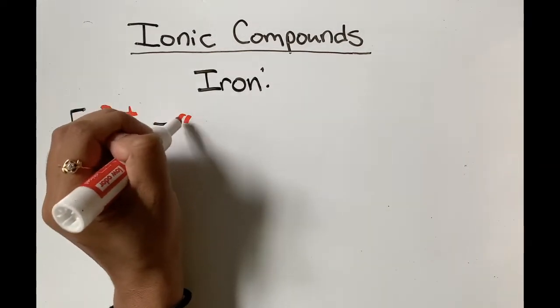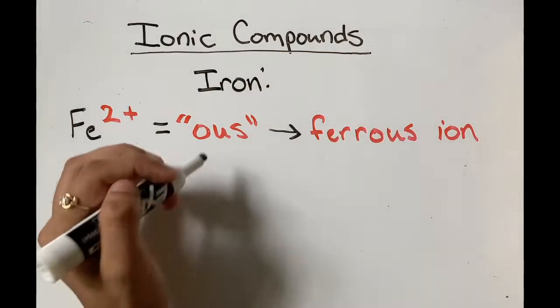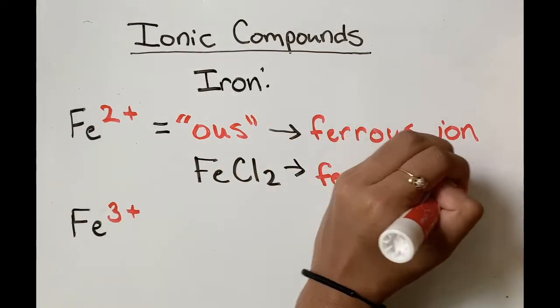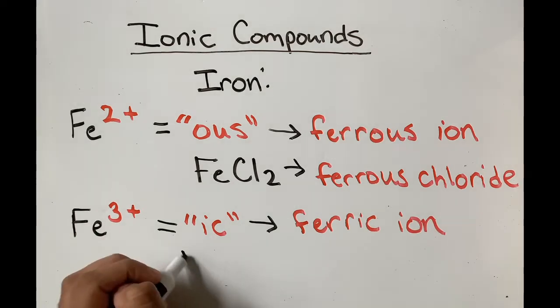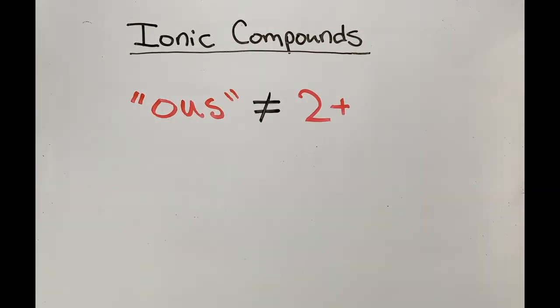Fe2+ adds an OUS to the end of the element, so it's referred to as ferrous ion. So, FeCl2, which uses the ferrous ion, is called ferrous chloride. Fe3+ adds an IC to the end, so it's referred to as ferric ion. So, FeCl3, which uses the ferric ion, is called ferric chloride. It should be noted that these suffixes don't actually tell the charge of the cations. This means that OUS doesn't mean the charge is 2+, and IC doesn't mean the charge is 3+.